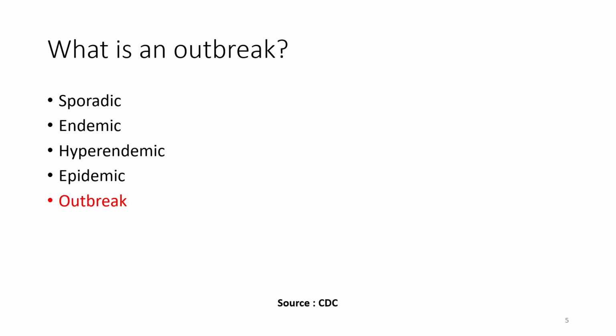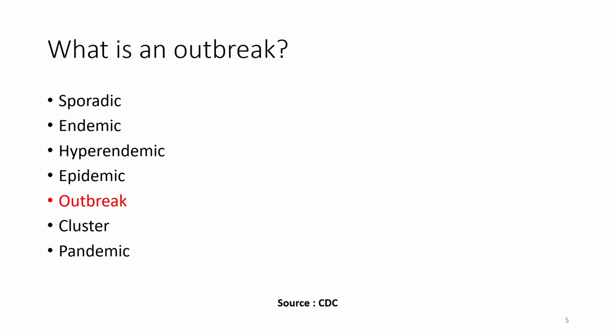Okay, then what is meant by a cluster? Cluster refers to an aggregation of cases grouped in time and place. But the key difference between a cluster and an outbreak is that in an outbreak, we know the expected number of cases, whereas in a cluster, we can call an aggregation of cases a cluster even when we do not know the expected number of cases. Okay. What is a pandemic? Pandemic is an epidemic that has spread over several countries or continents, usually affecting a large number of people. Example, COVID.